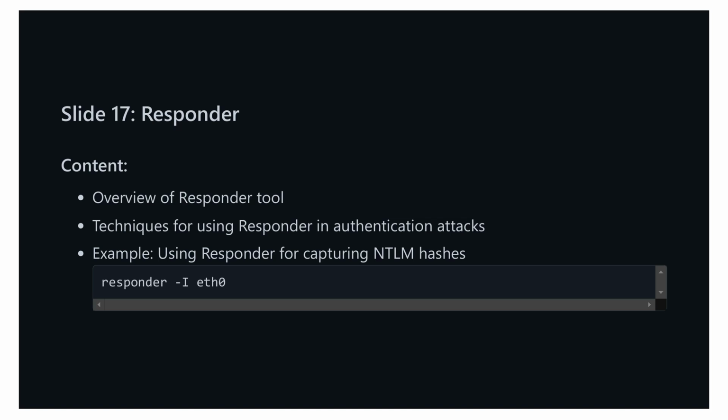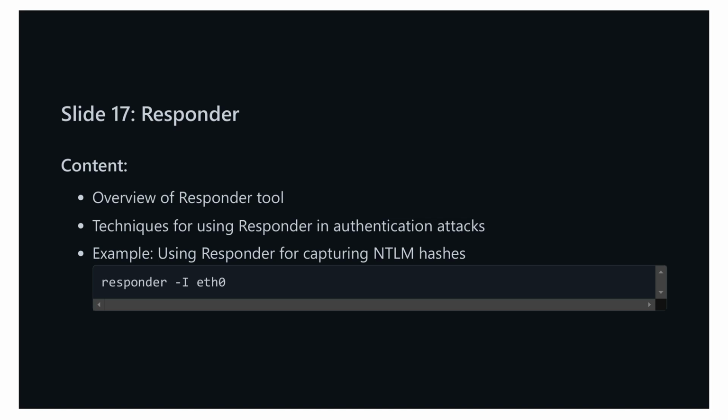For techniques, Responder takes advantage of weaknesses in network protocols like LLMNR, Link Local Multicast Name Resolution, and NBT-NS, NetBIOS Name Service. By intercepting these requests, Responder can masquerade as the desired network resource and gather credentials that are transmitted during this process. Let's look at an example to understand its practical use.